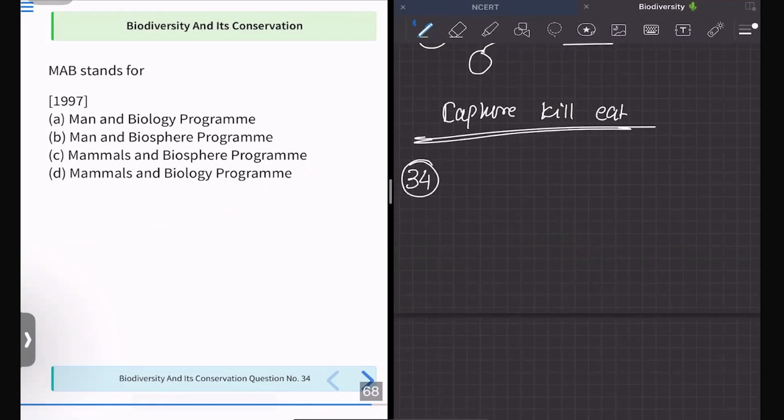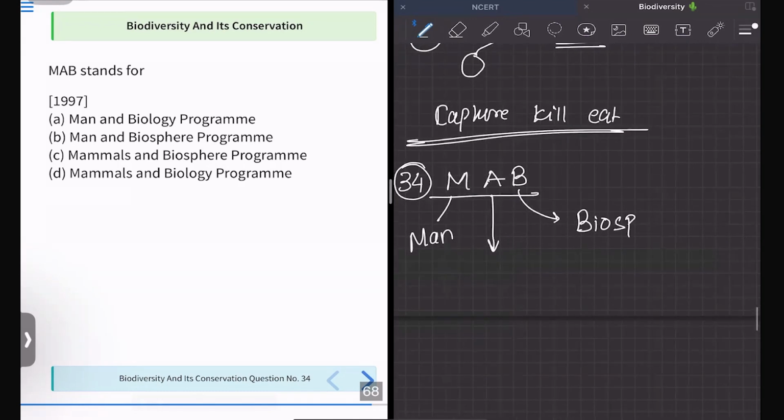Question number 34 is again a factual question, simply asking what is the full form of MAB. So M stands for Man, A stands for And, and B actually stands for, this is what is important, is it Biology or is it Biosphere?